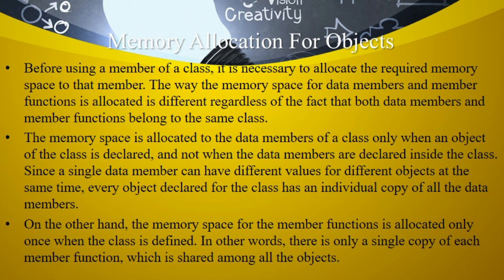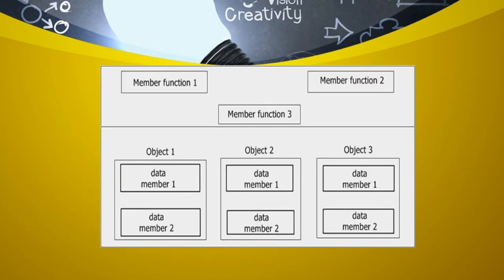Since a single data member can have different values for different objects at the same time, every object declared for the class has an individual copy of all the data members. On the other hand, the memory space for the member function is allocated only once, when the class is defined. In other words, there is only a single copy of each member function, which is shared among all the objects. A simple example for memory allocation for objects.